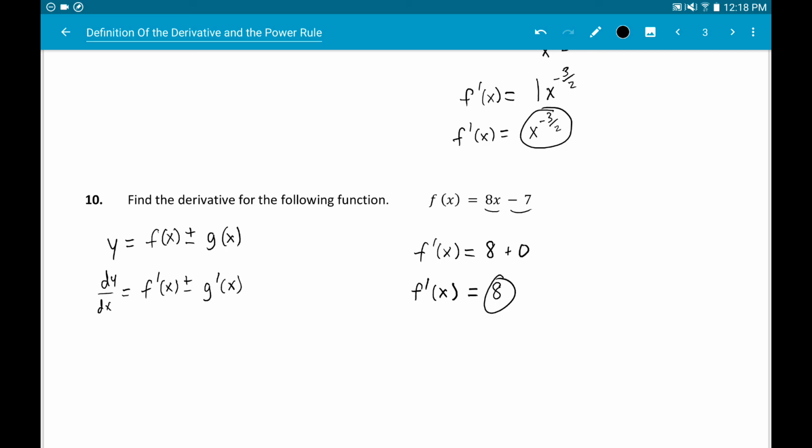Alright, in the next video, we're going to continue on with similar problems to this. Most of them will be multiple terms like we have here at number 10 though.